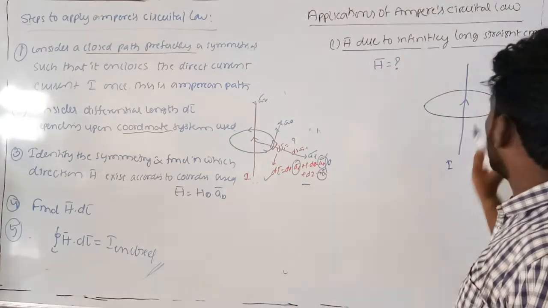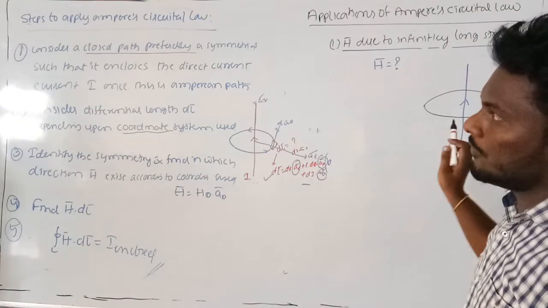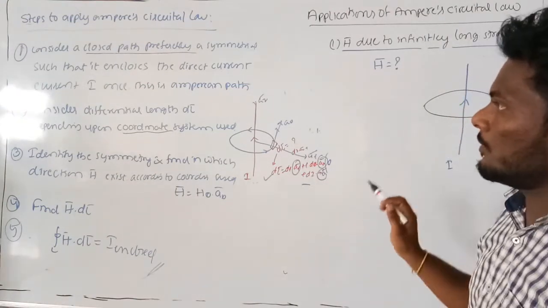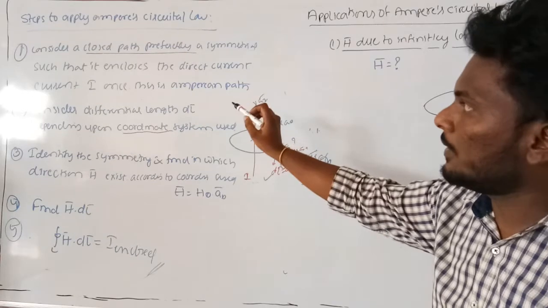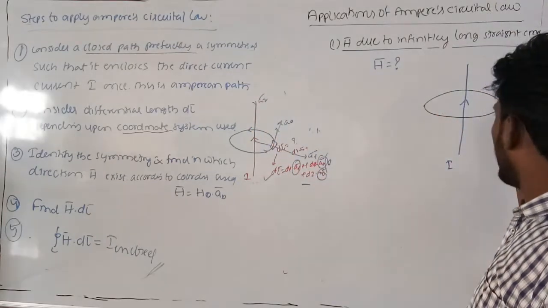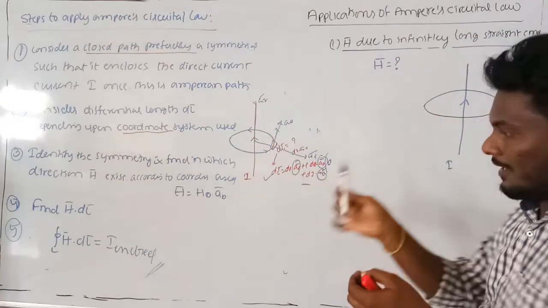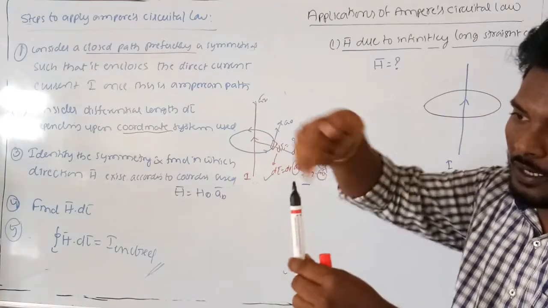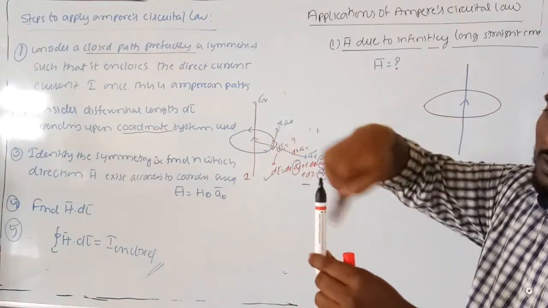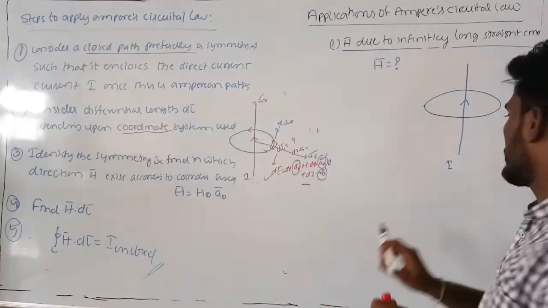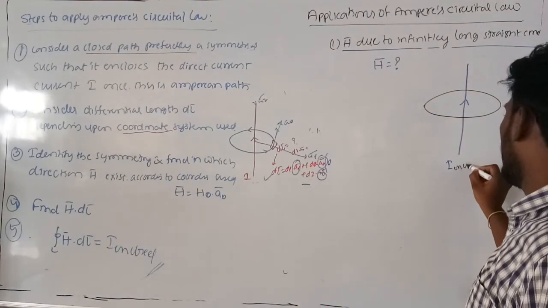This is my closed path around my long straight infinite conductor. That current should be enclosed. See, this path encloses the direct current like this. This is your conductor, and consider a closed path like this, so that this closed path encloses the direct current only. This is called the enclosing current.